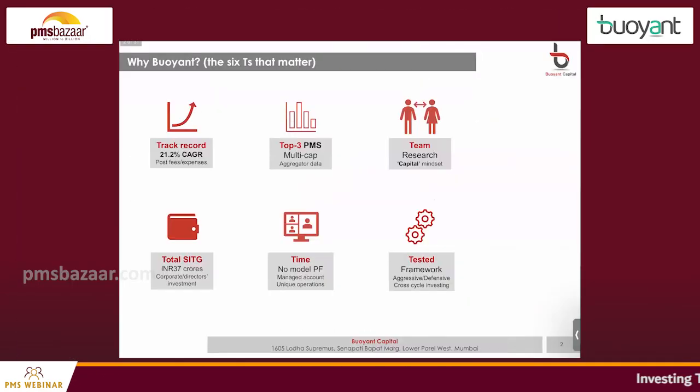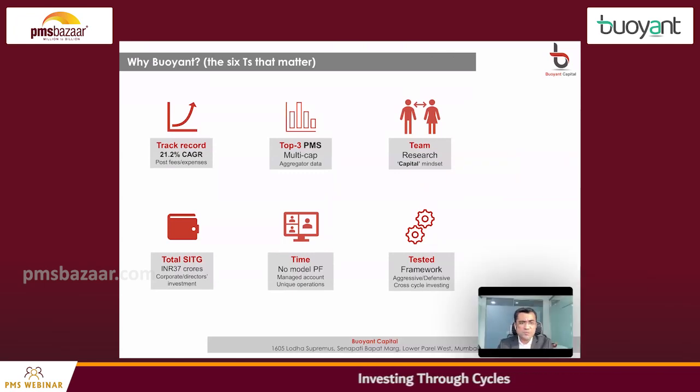Right, so I'll move by sharing a slide deck that we have. We'll start with a summary of what defines Buoyant Capital, and then we'll move a little bit into detail on how we see the world and how we operate in the world that we see. This slide presents the top 6 things that are important and that represent Buoyant Capital.